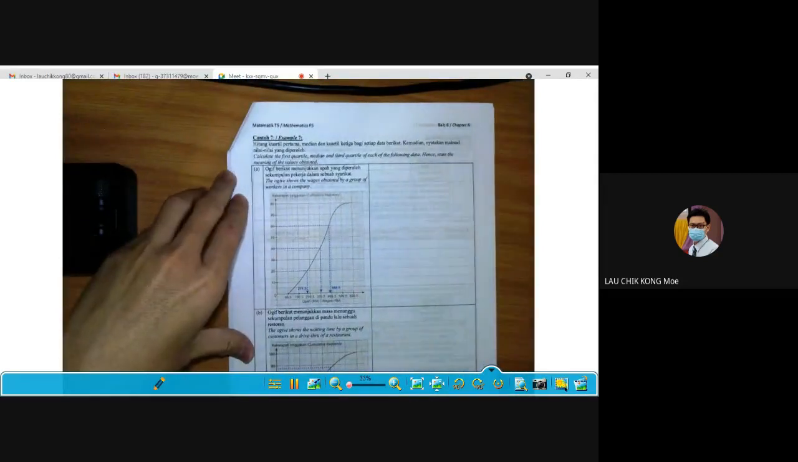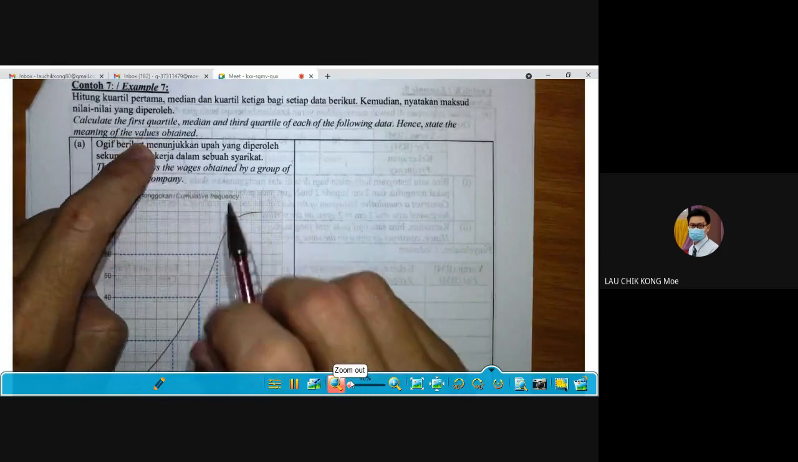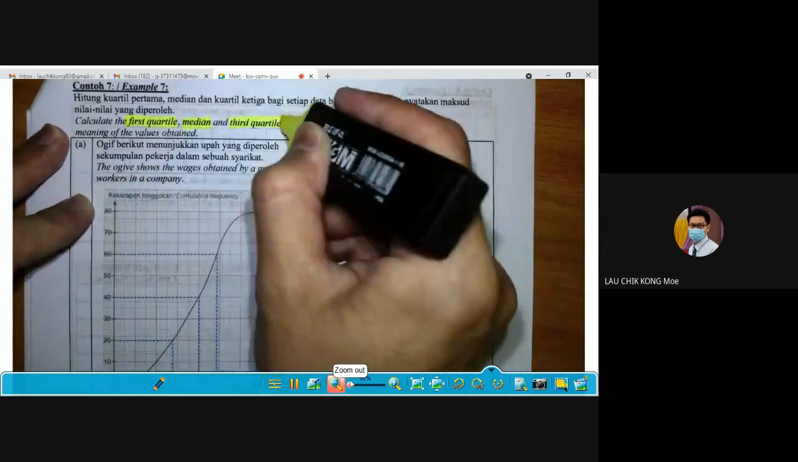Okay. So example 7, page 110. Okay, kita besarkan sekejap. Okay, example 7. Calculate the first quartile. Okay, so you need to calculate this thing. First quartile, median, and third quartile for each of the following data. Hence, state the meaning of the values obtained.